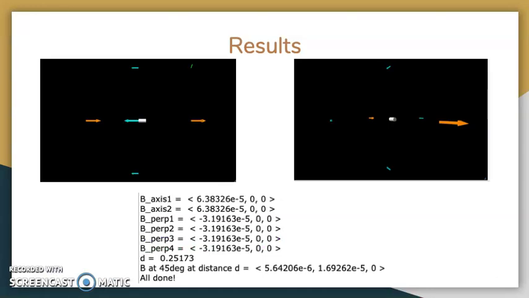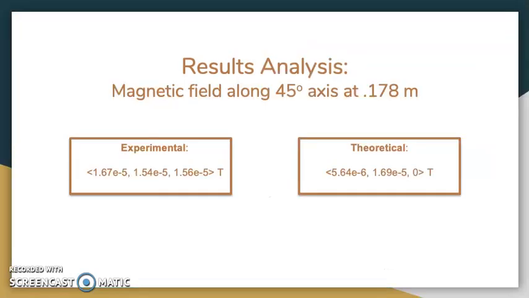In one picture you can see the frontwards view, and on the side you can see another view that shows all of the arrows. At the bottom you can see the fields that I determined using the theoretical values. In analyzing my results for the magnetic field at the 45 degree axis at 0.178 meters, I determined that my experimental value was not that different from the theoretical value, except mainly at the z location.